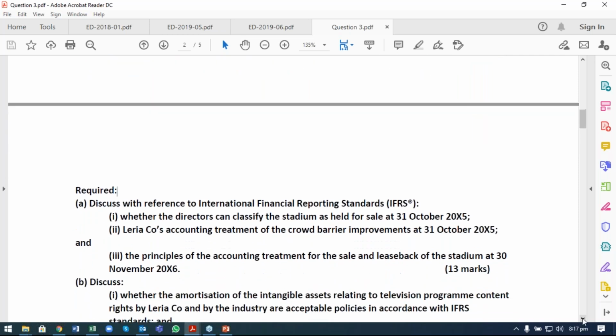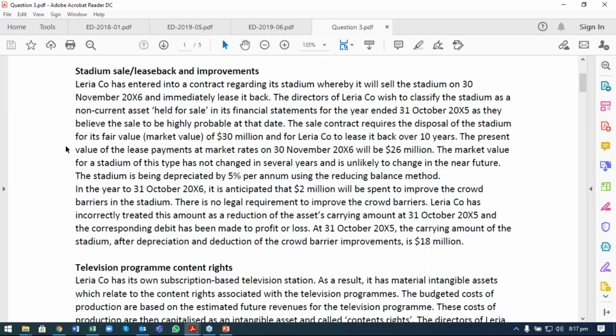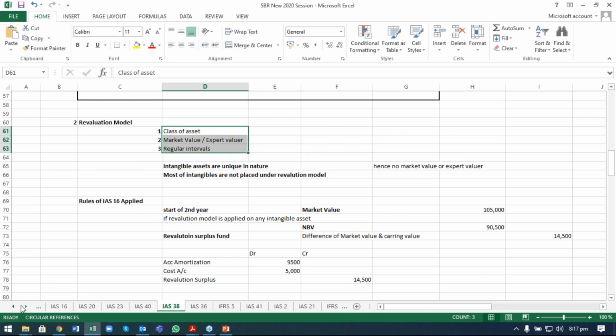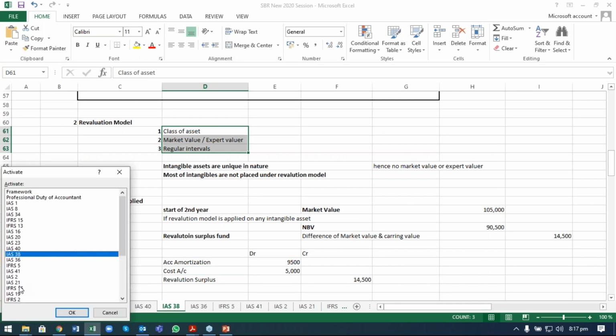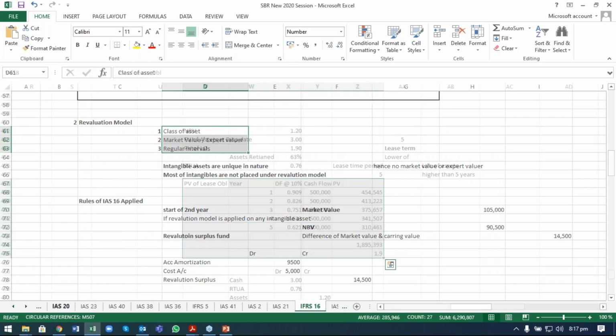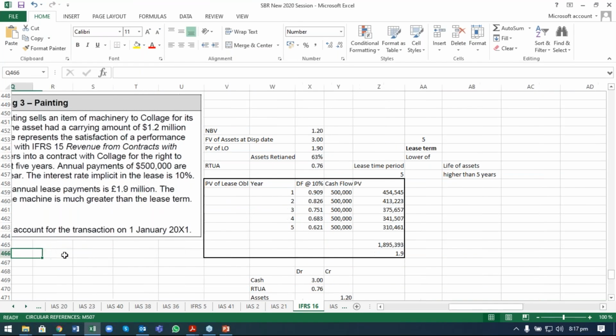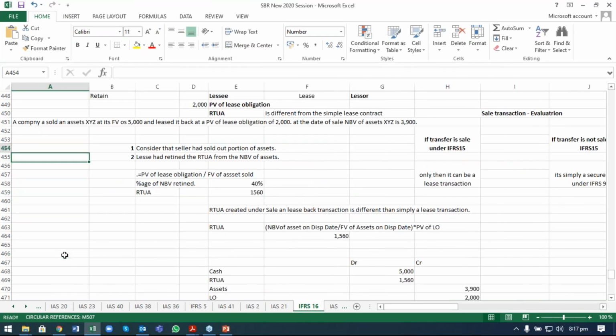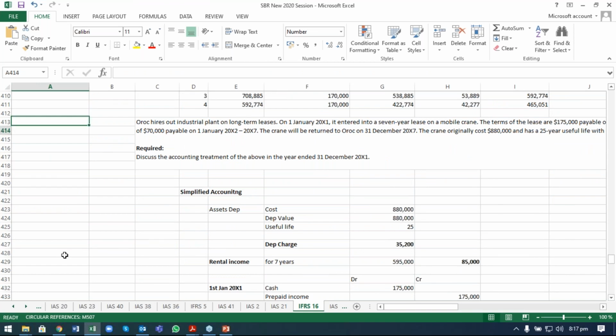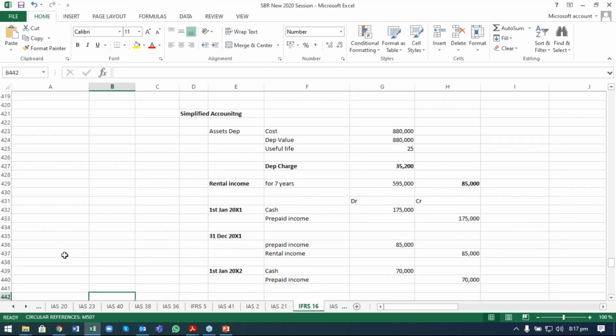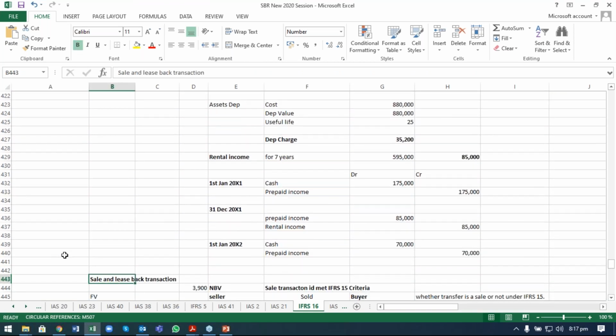The third criteria is the principle of the accounting treatment for the sale and lease back of the stadium at 30th September. So if you have an idea of sale and lease back, I'm moving to the IFRS 16 leases standard, and I'm looking into specifically what sale and lease back actually means. This is the sale and leaseback transaction.